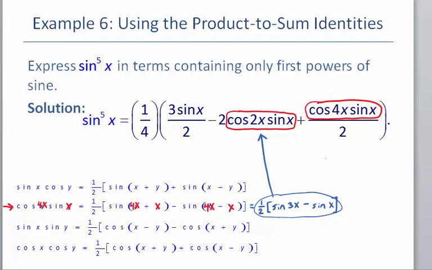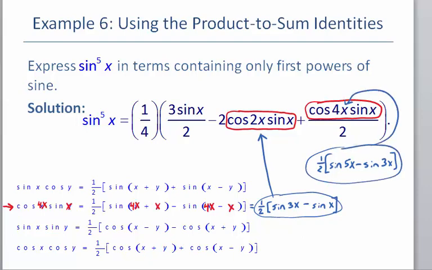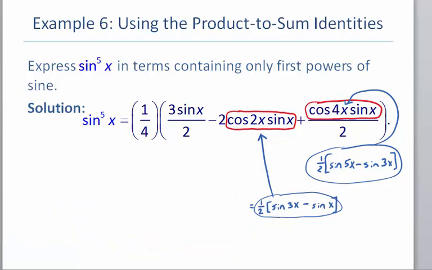So my expression now becomes 1/2 sine, we have 4x plus x, that's going to give me 5x, minus sine, and we have 4x minus x, so that's going to give me 3x. And I'm going to take this expression and plug it in here. Okay, so let's go ahead and make those 2 substitutions and rewrite our problem.